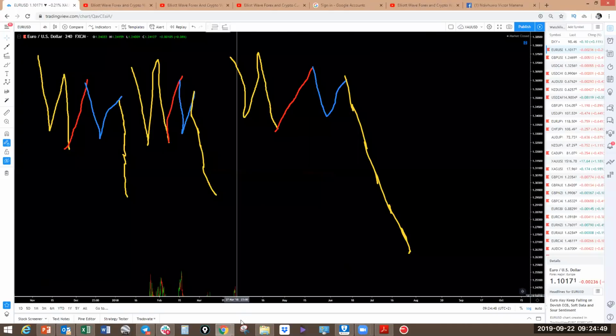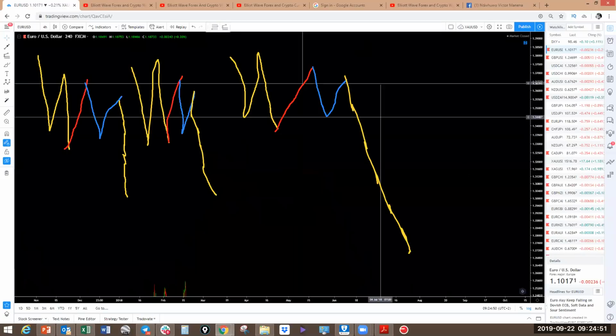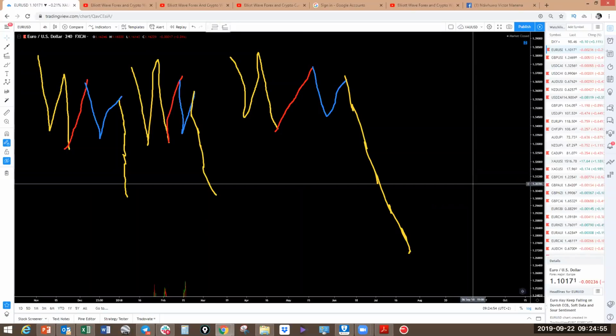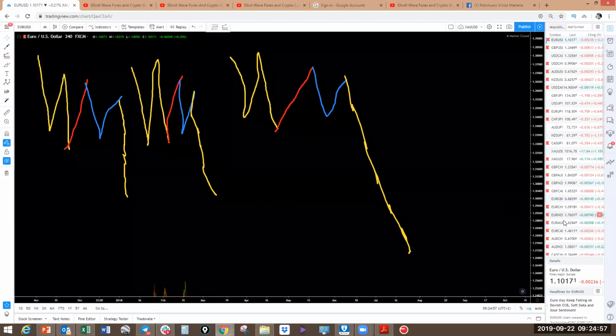Now, if I move the chart away, you see 1, 2, 3 different patterns that are exactly the same, that have happened in different positions on the same chart. Now, let's look at Bitcoin and what we're looking at.